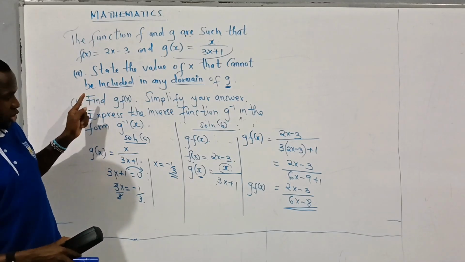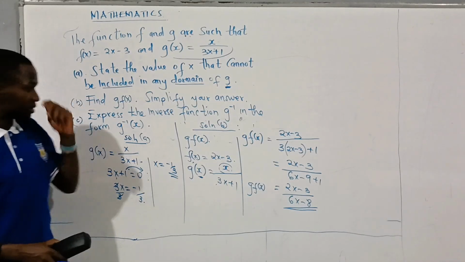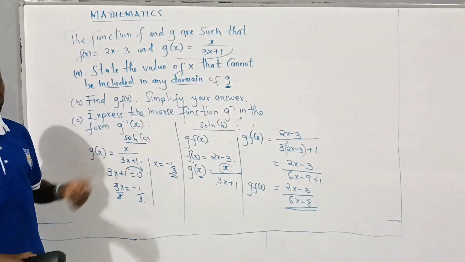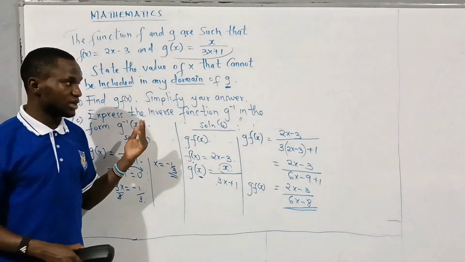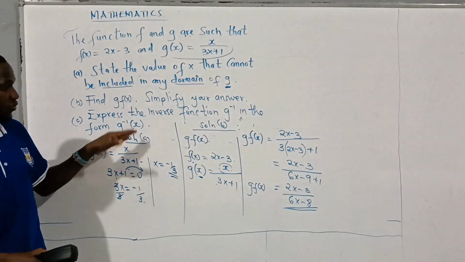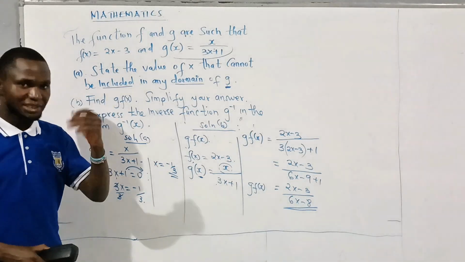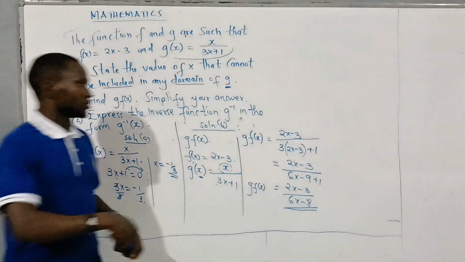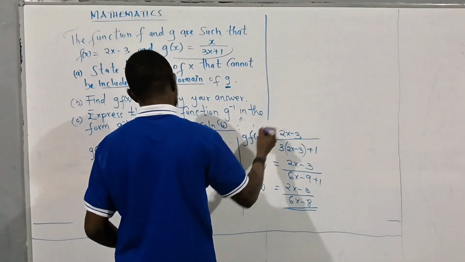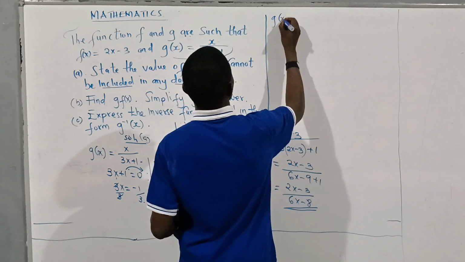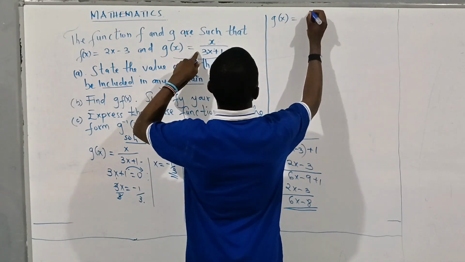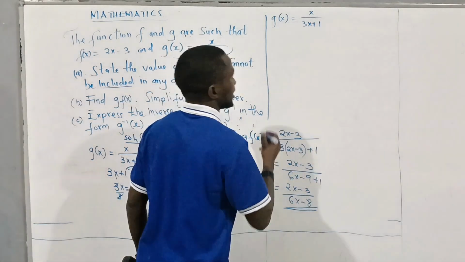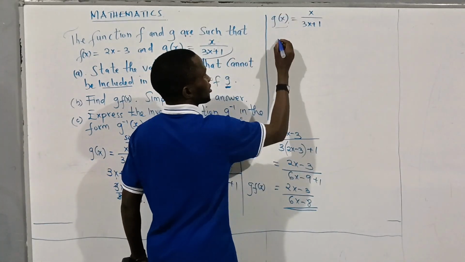Let us look at question C. Question C wants us to express the inverse of g of x, g inverse, in this particular form. Again, in the previous video, I taught us how to find the inverse of a function. There are 4 steps that must be followed for you to get the inverse of a function. So step number 1 is that you write the function in form of y.